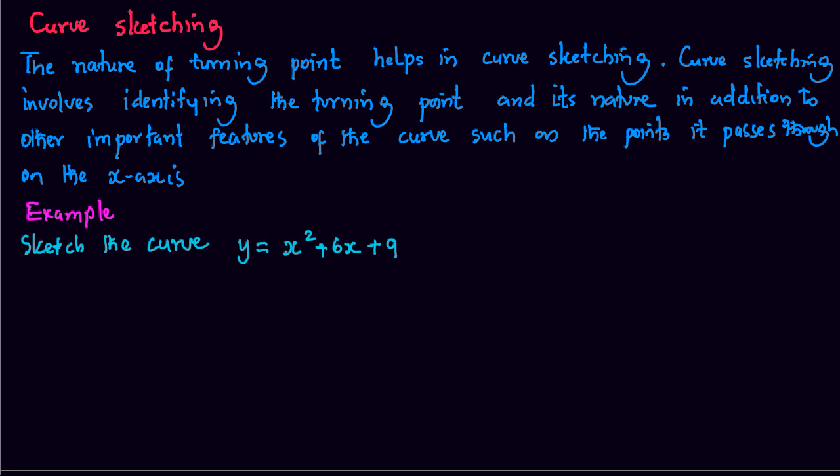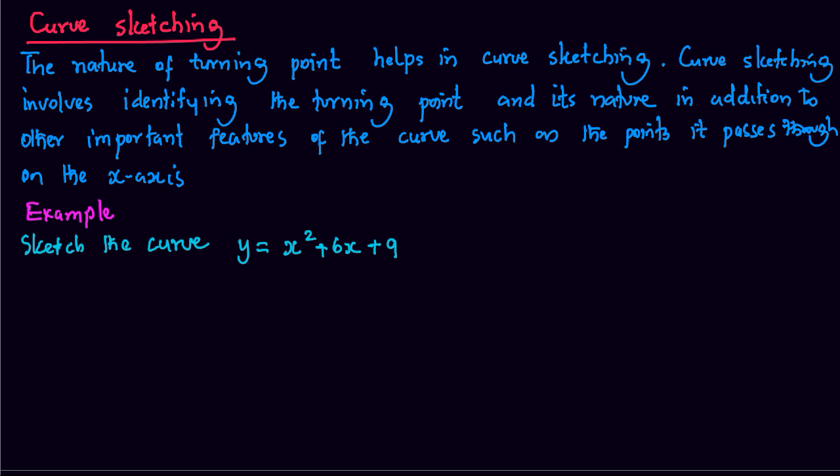Having looked at the three types of turning points, we want to see how they can help us to sketch a curve. So let us look at curve sketching. Now, the nature of turning point helps in curve sketching. Curve sketching involves identifying the turning point and its nature, in addition to other important features of the curve, which may include the point it passes through on the x-axis.